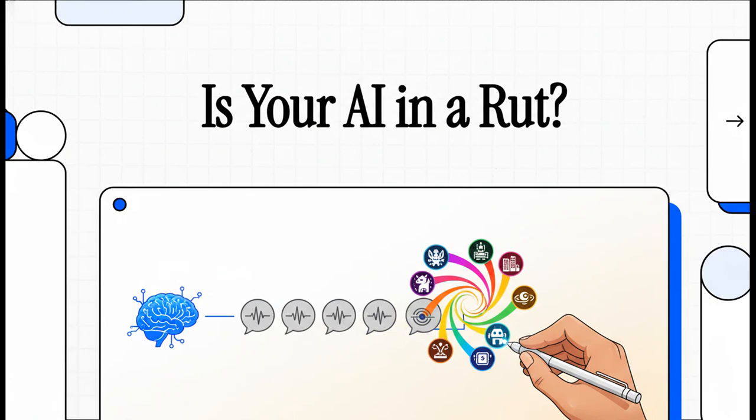So, you ever get that feeling that your favorite AI is just stuck in a rut? You're asking it questions, hoping for that spark, that little bit of magic, but the answers you get back just feel, well, stale, kind of repetitive. Today, we're going to dig into exactly why that happens, and way more importantly, how a tiny little change to your prompt can unlock a whole world of creativity you didn't even know was there.